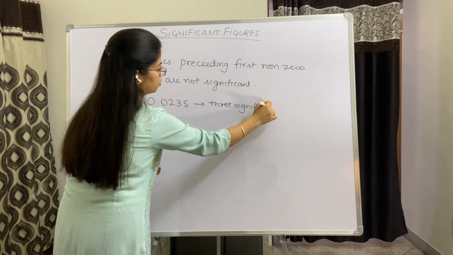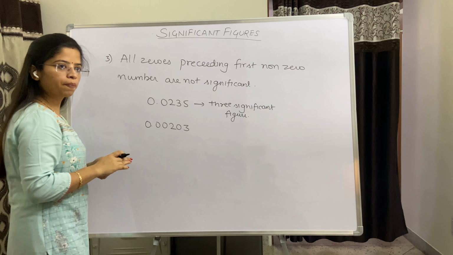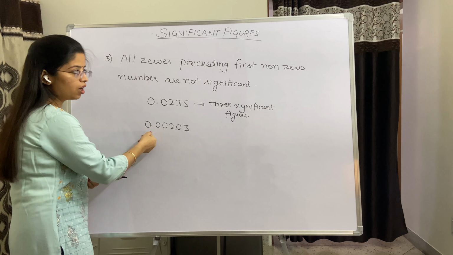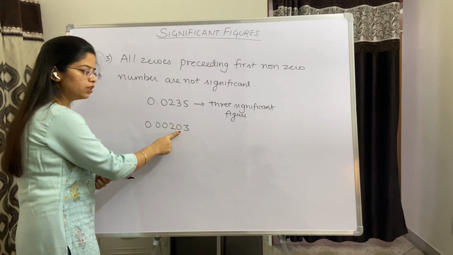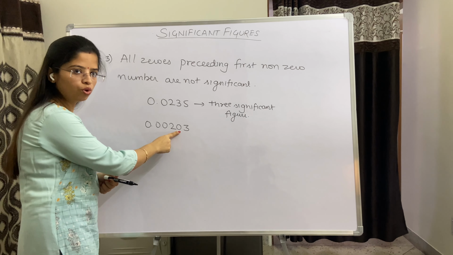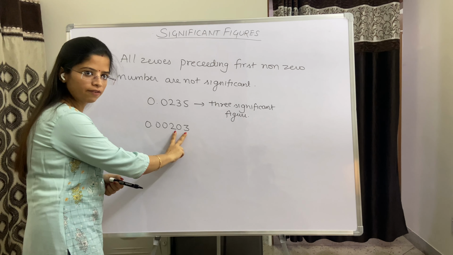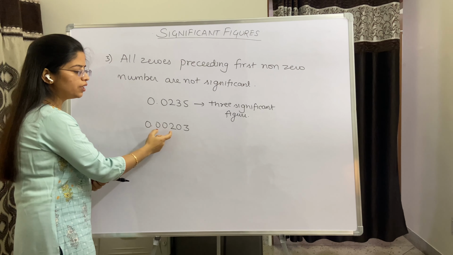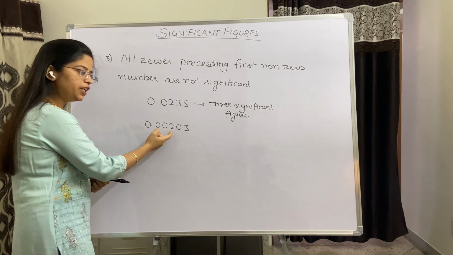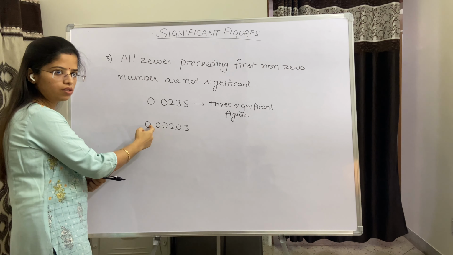One more example, 0.00203. These zeros are not significant, but this zero is significant because according to rule 2, if a zero is coming between two non-zero numbers, we will consider it as significant. But according to rule 3, the zeros preceding the first non-zero number are not considered significant. So I can say in this case we are having 3 significant figures, 1, 2 and 3.